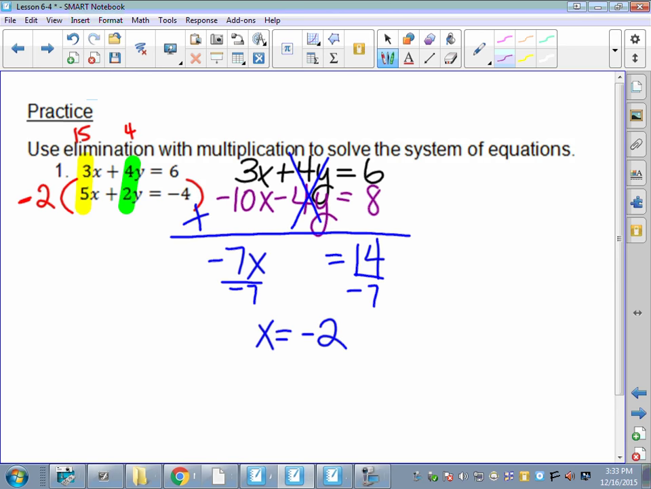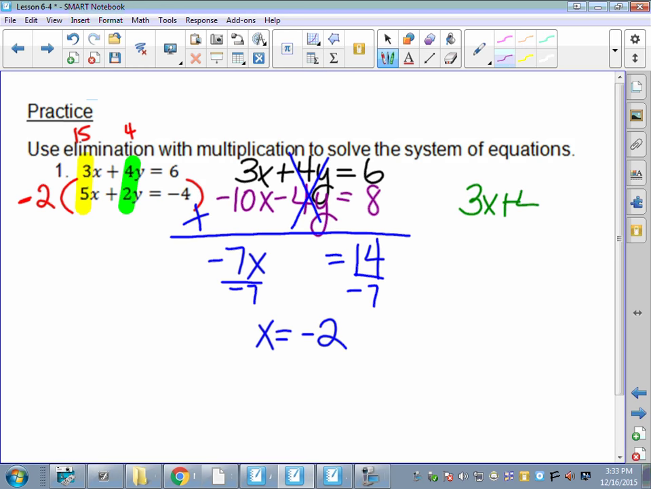But we're not done with this, right? The answer's an ordered pair, so I want to know what y equals. So go back to your original equations, pick the one you like better. Some people avoid the ones with negatives, and whatever looks best to you. I'm going to go back to that top equation.